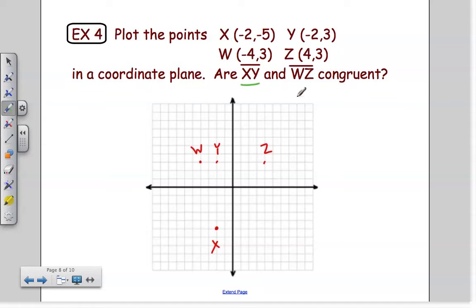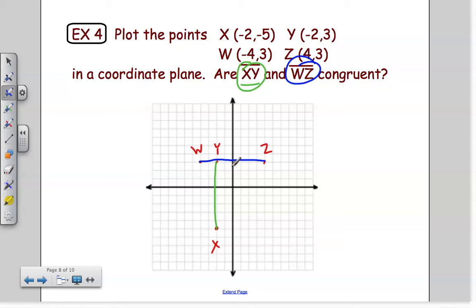Our X, Y, I'll do that one in green. And W, Z congruent. Alright, first I'm going to have to figure out the lengths of these segments. This actually kind of uses ruler postulate that we started out this section with.